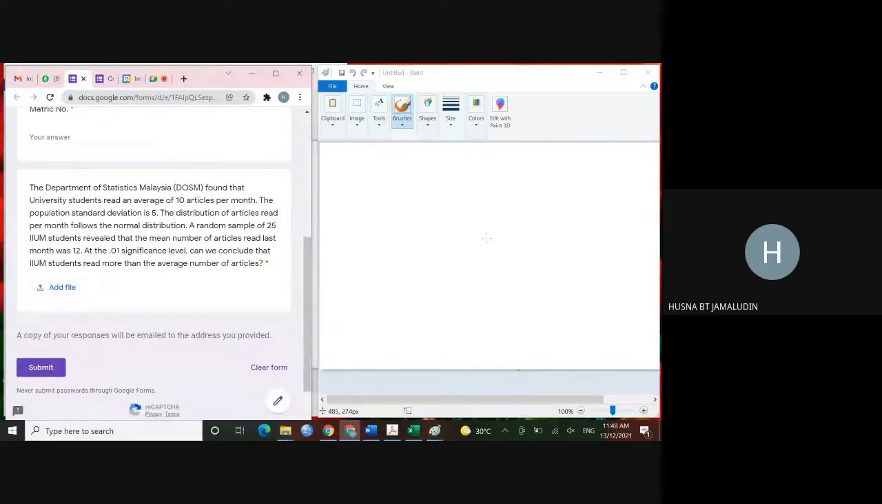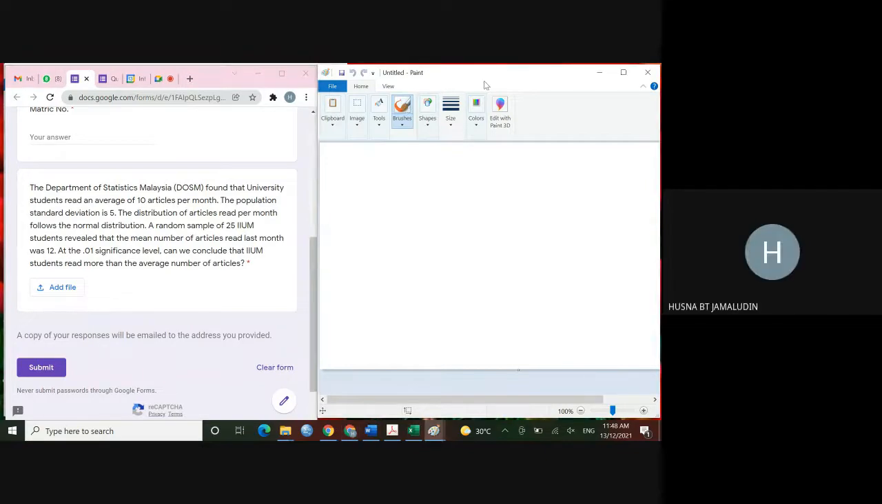Okay, so tell me, the Department of Statistics found that university students read an average of 10 articles. What is this 10? Population mean. Okay, so how should we write it? Mu equals 10. For your information, in this chapter, normally the general statement is referring to your population mean, your mu.